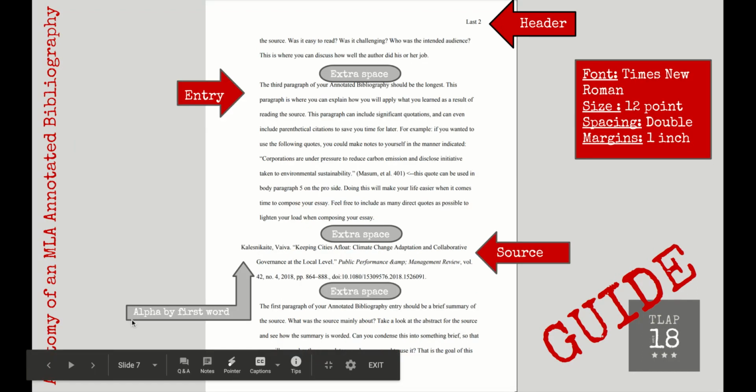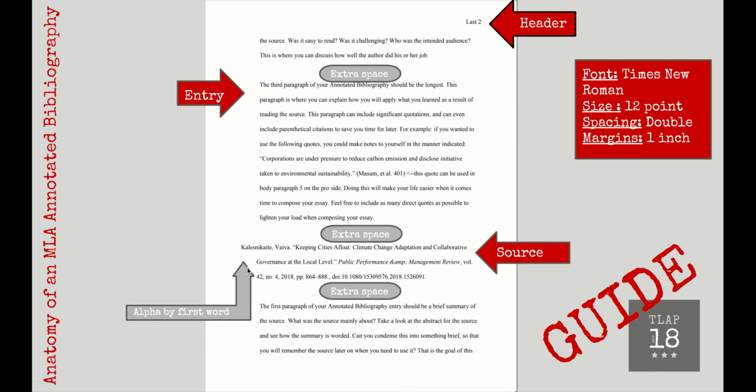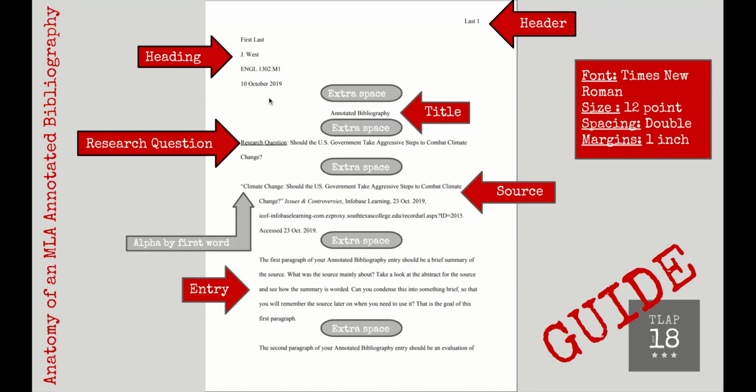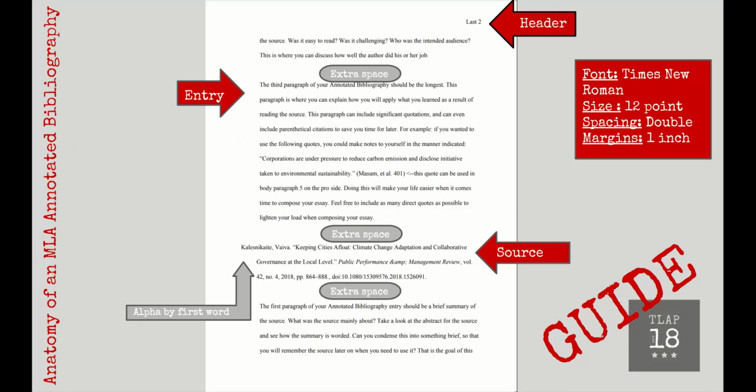Looking at the second page, I also want you to notice that the sources are alphabetized by first word, and the pieces of the entry actually have 3 paragraphs. Okay. The first paragraph of your annotated bibliography should have a brief summary of the source. It should tell what the source is mainly about. You can look at the abstract and then make sure you don't spend too much time on summarizing the source. The summary is for you to remember what the source was about.